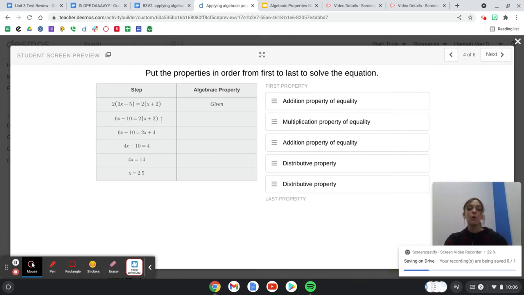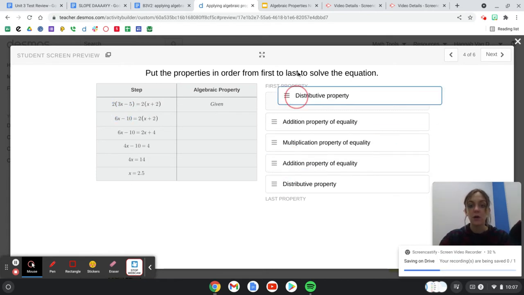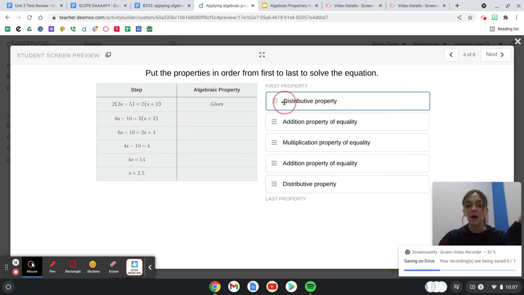Now I have to figure out what did we do down here that changed from up here? What looks different? Well, the right side of the equal sign looks the same. But if I look at the left side, that definitely changed. And if I'm getting rid of parentheses, I know that has to be the distributive property. So I'm going to go ahead and drag the distributive property up because it's the first thing that I used.